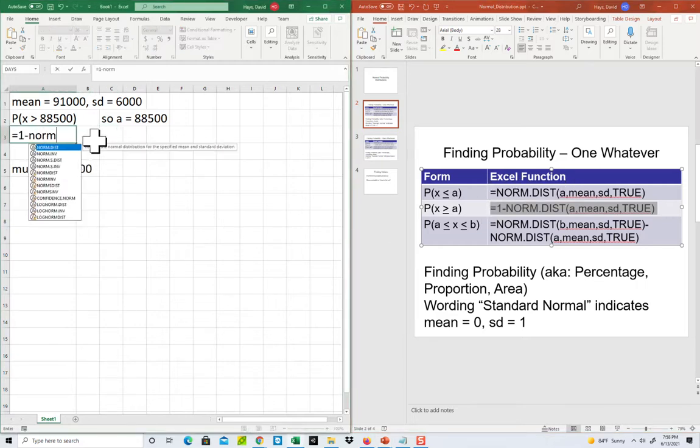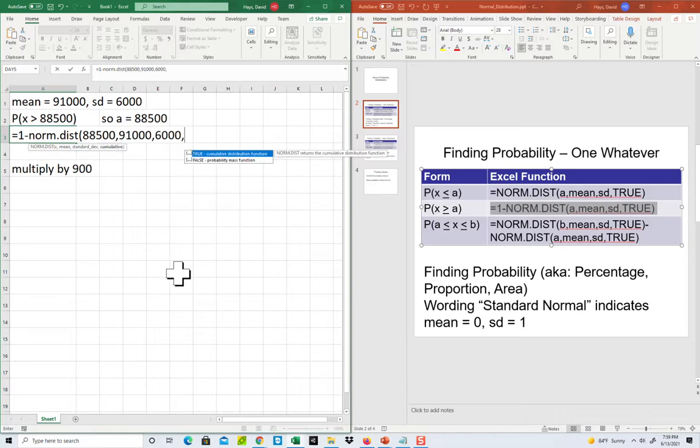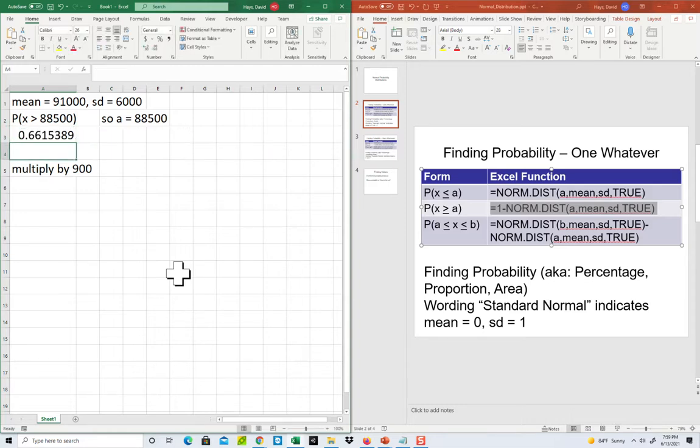Equals 1 minus NORM.DIST, A, which is 88,500, comma, mean, which is 91,000, comma, standard deviation, which is 6,000, comma, TRUE. Now we're going to multiply that times 900. So in Excel, I could do an equals, type in A3, because that's where the cell's at, times 900, round, that'd be 595 that meet that criteria. So yeah, 595.